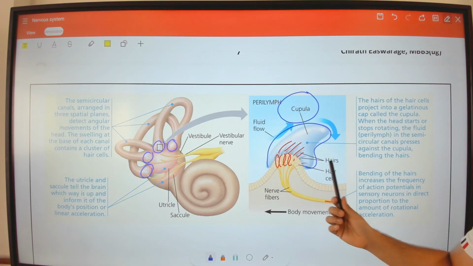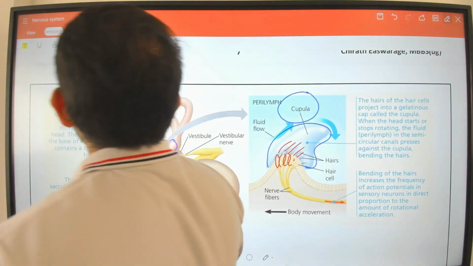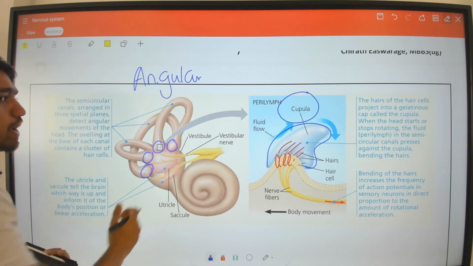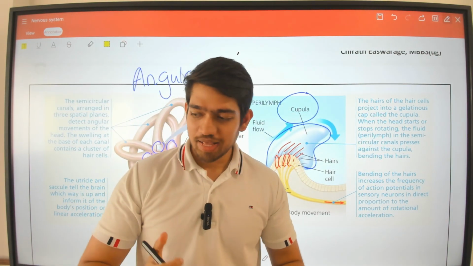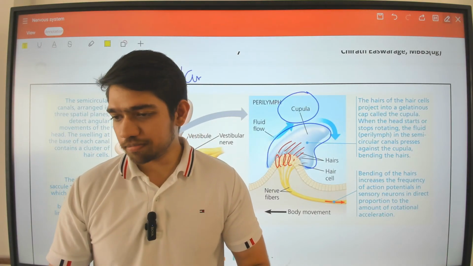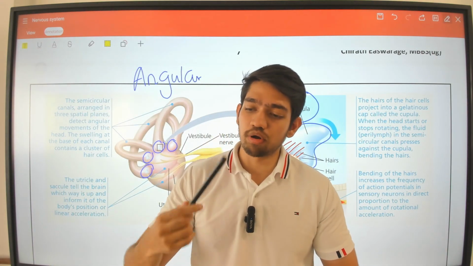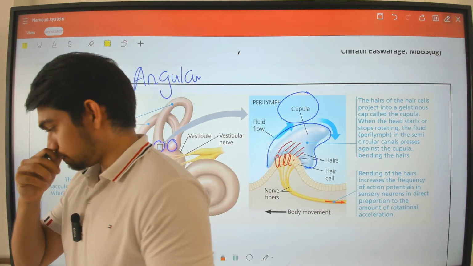So actually, your semicircular canals detect angular movements. Angular? What do you mean by angular? When you are traveling in a vehicle and it takes a bend, that angular movement will be detected by the semicircular canals. For example, when you are riding a merry-go-round, that is detected by your semicircular canals. Got it?